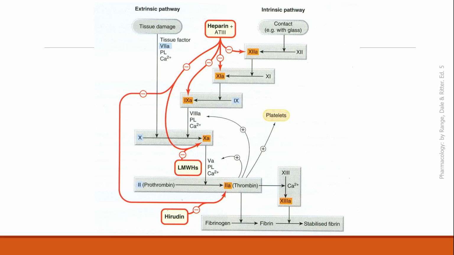This diagram highlights the sites of action of different anticoagulants within the coagulation cascade. Heparins act through antithrombin, while direct thrombin inhibitors act independently. DOACs target either thrombin or factor Xa directly, making them more predictable.